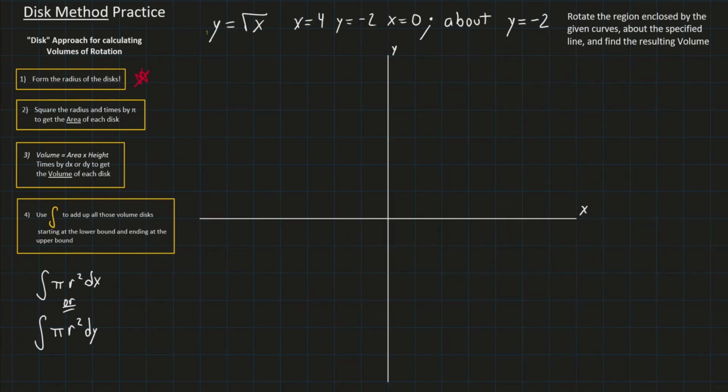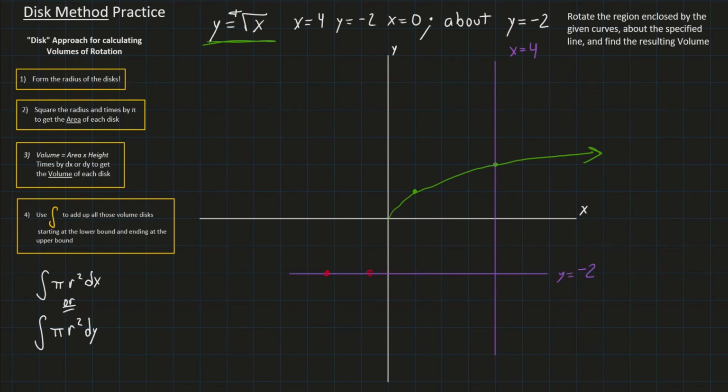Alright, let's graph our curves. Starting with this one. It's going to look like this. Alright, a couple of lines here. x is equal to 4. Alright, y is equal to negative 2. All the points that have y's of negative 2. And x is equal to 0. Going to be these guys.